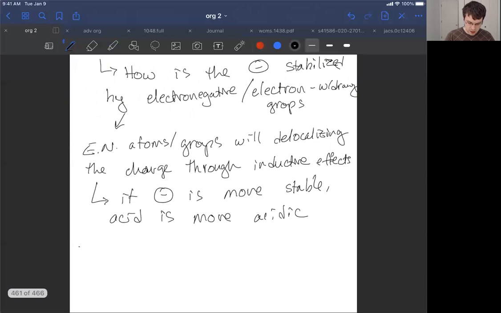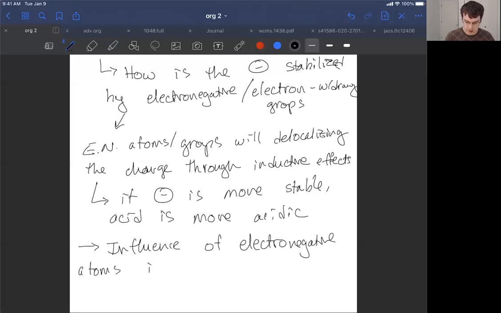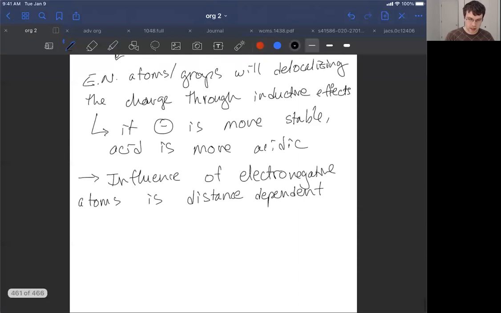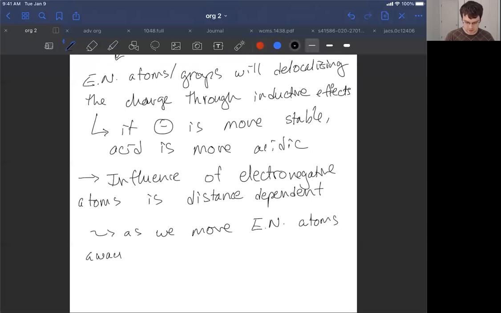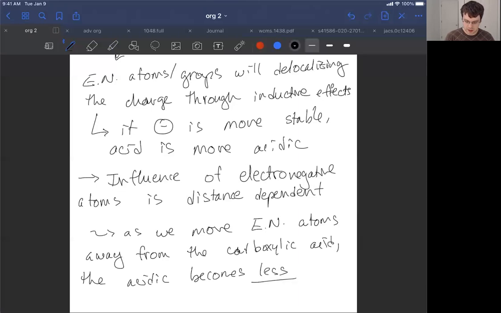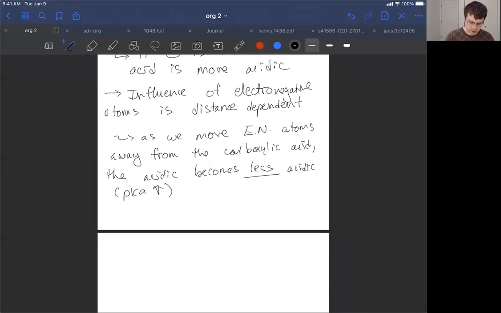Okay, so the influence of electronegative atoms is distance dependent, I should say. And so what that means is, well, let's look at some examples here. What that means is, as we move the electronegative atoms away from the carboxylic acid, the acid becomes less acidic. That is to say, the pKa is going to go up. Okay, so let's look at some examples of that now.